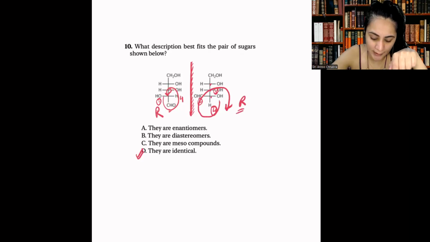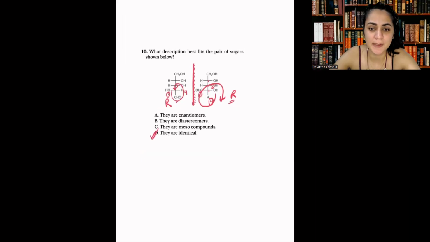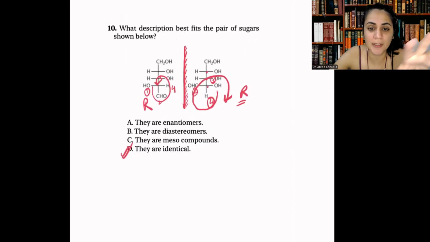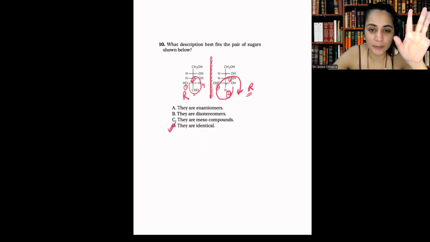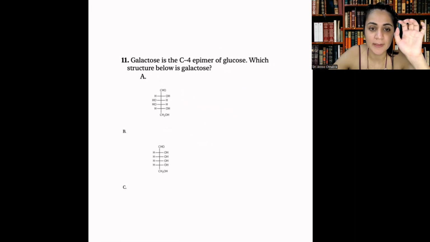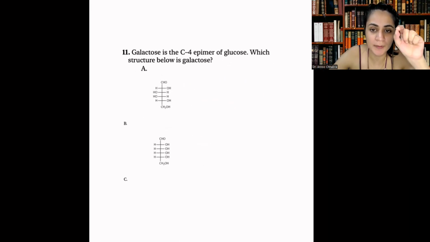So they actually are identical, right? Because there's not really a difference in the stereochemistry of the last one. So they are the same as well. And if you check, they are double inversions. Of that, we will talk about that later. Okay, galactose is a C4 epimer of glucose.